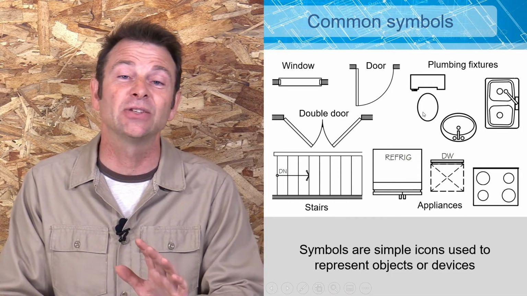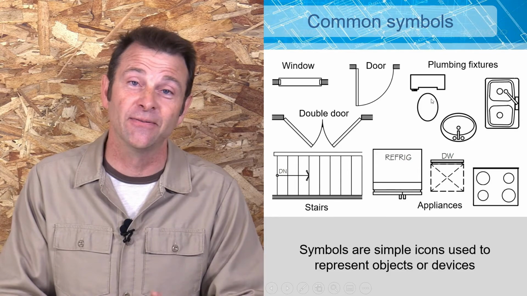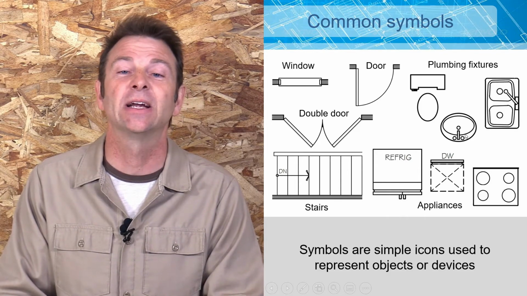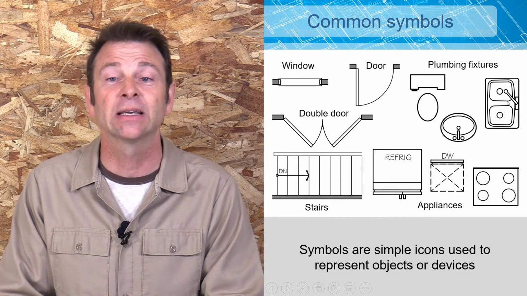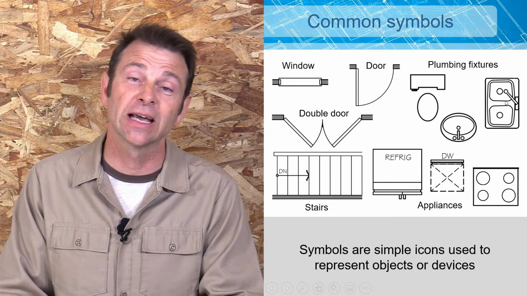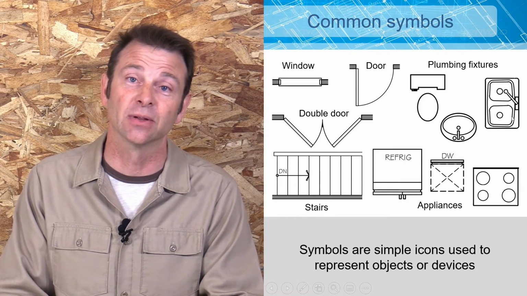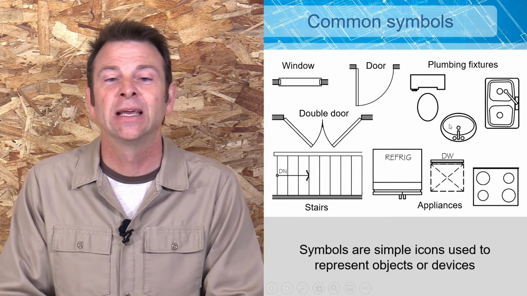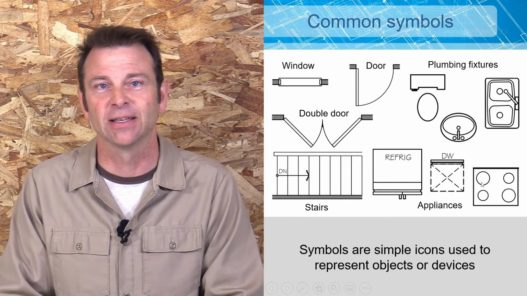Could be that you have plumbing fixtures. This is a very simple icon for a toilet. Here we have a sink, a typical vanity sink, and this would be, if we looked at it from above, what a kitchen sink would look like in general terms. Even appliances can be spelled out with symbols.